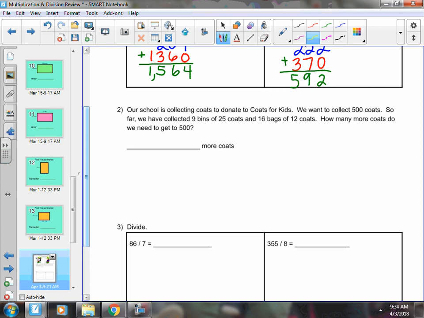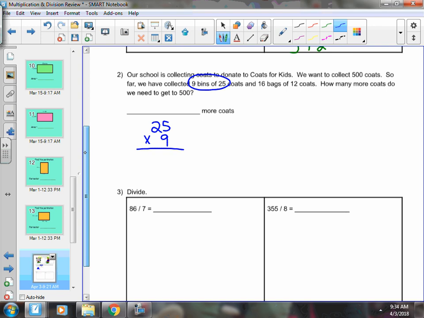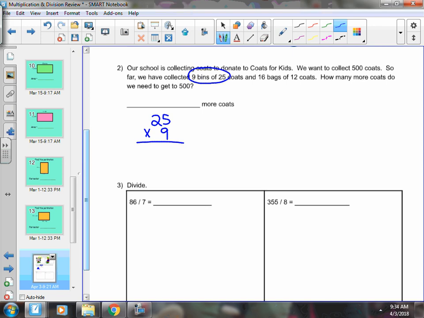This is like a 3-step problem. Our first step is to figure out how many coats this would be. 9 bins of 25. So imagine 9 containers, and they each have 25 coats in them. So we're going to do 25 times 9. This is the first step. Leave yourself some room. 25 times 9, I'm going to do 9 times 5, then 9 times 2. 9 times 5 is 45. 9 times 2 is 18, plus 4 is 22. So that's 225 coats so far.